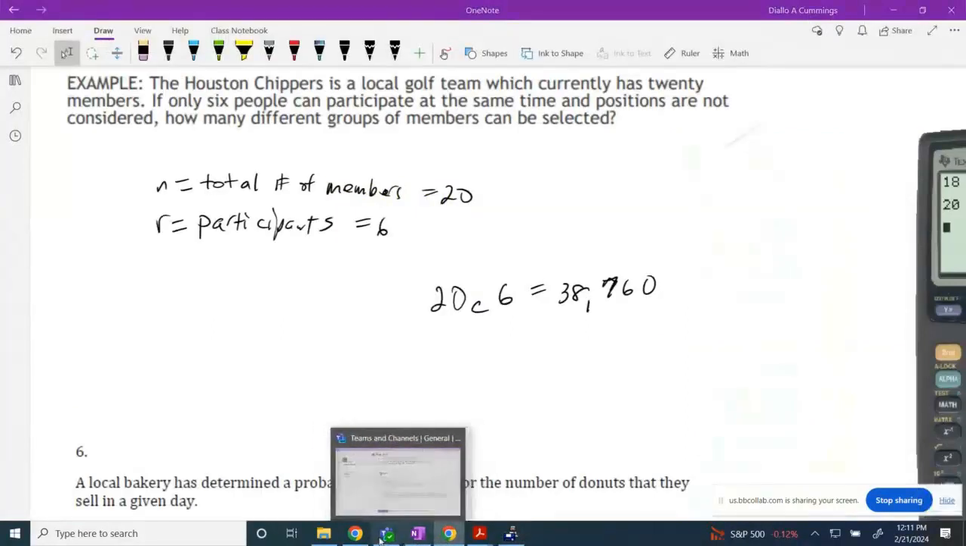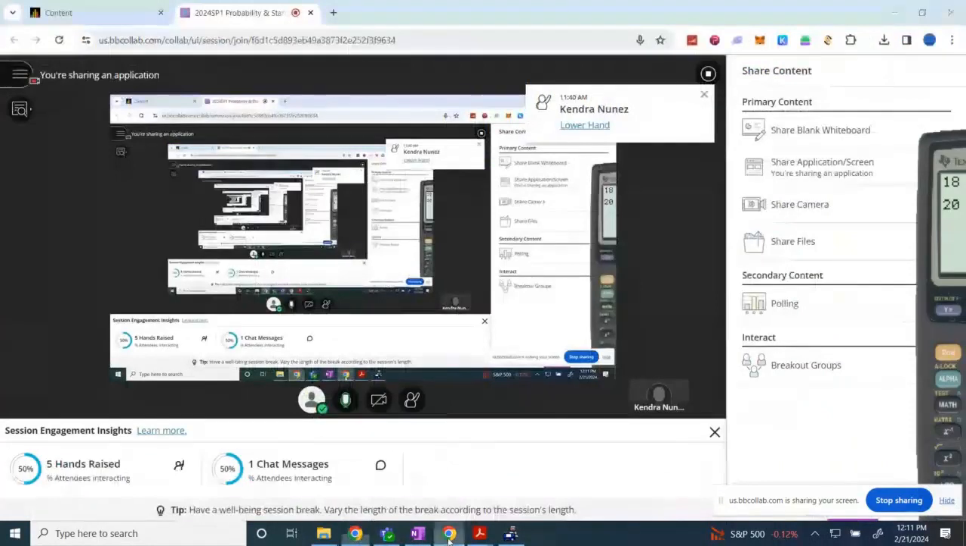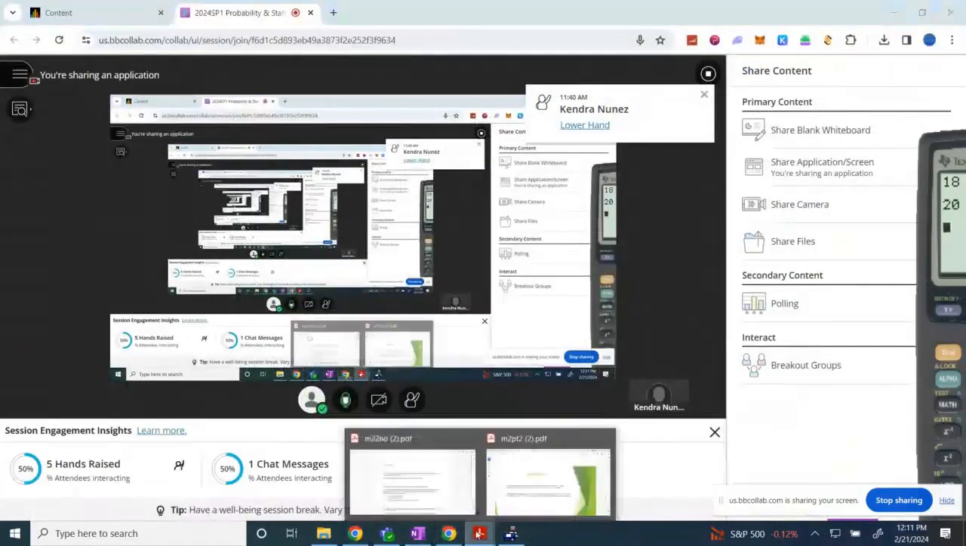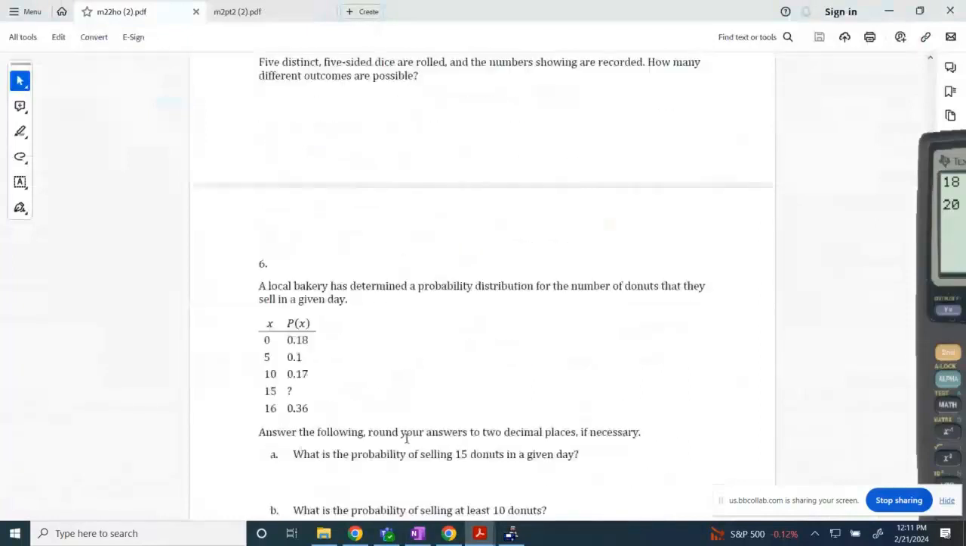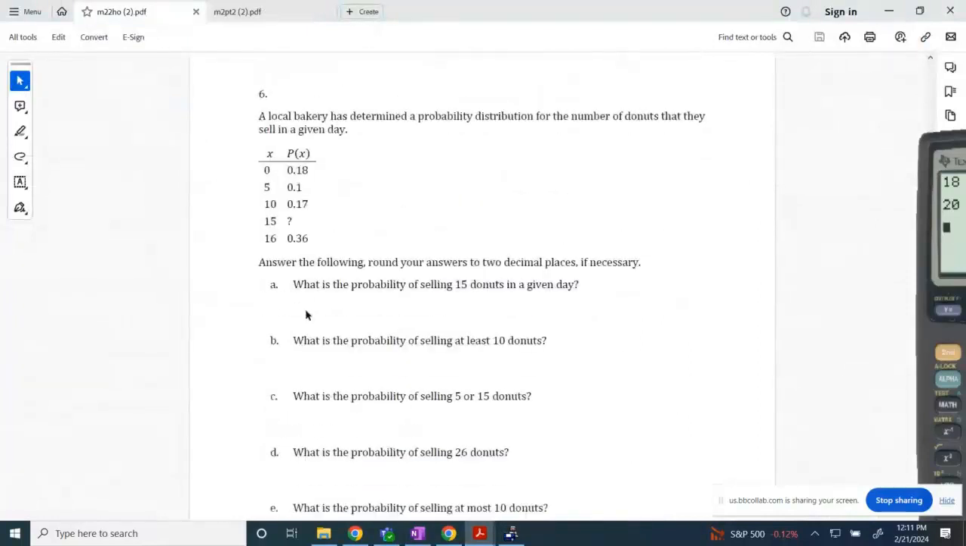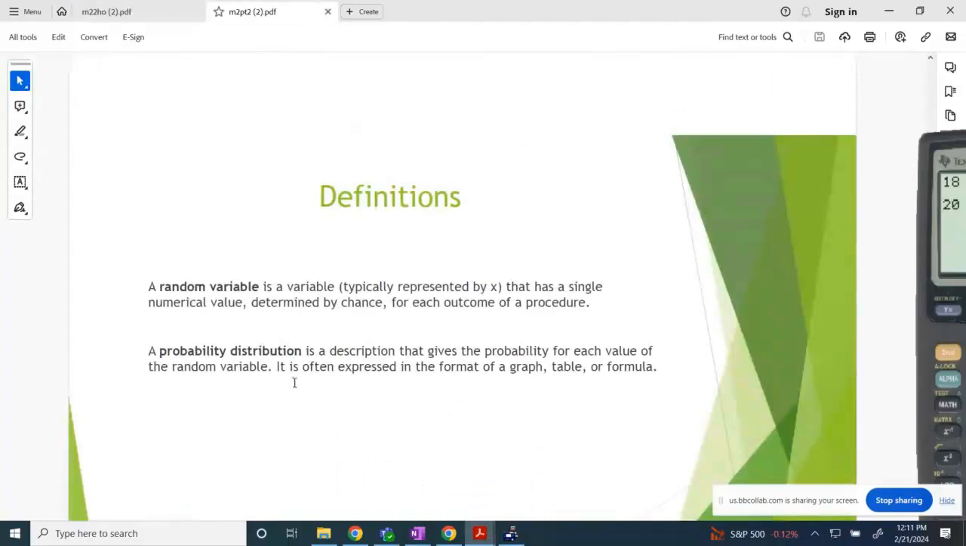But on the Module 2, Part 2 handout, if I can find it, that very last problem, number 6, is what a probability distribution looks like. Right? It's just two columns. The first column is a random variable, and a random variable is nothing more than a single numerical value.